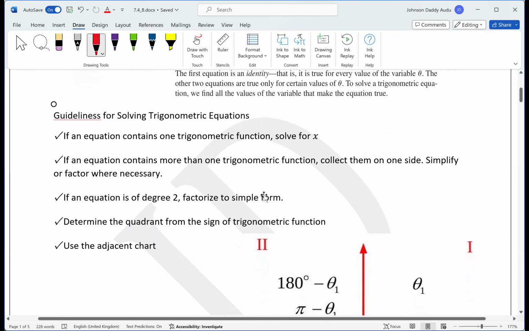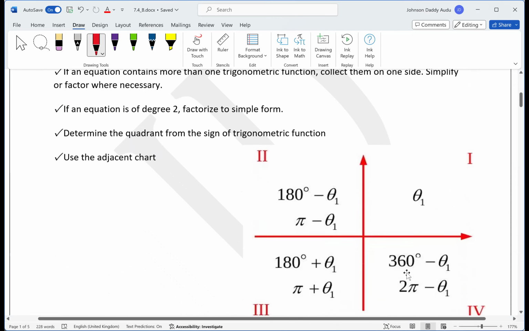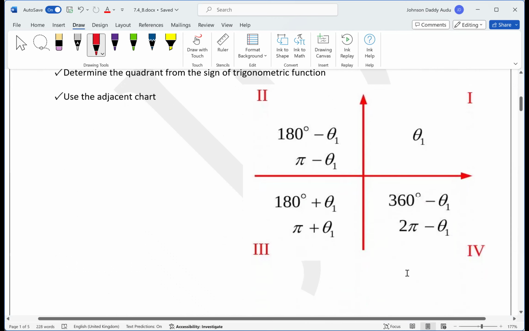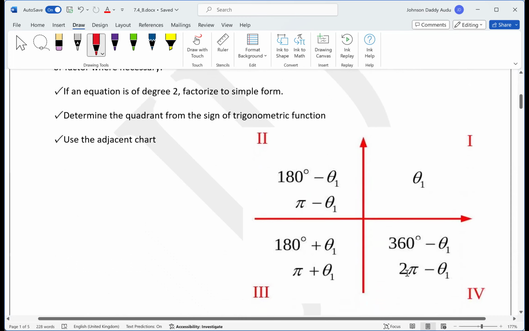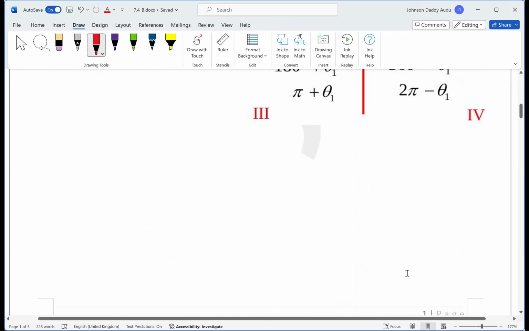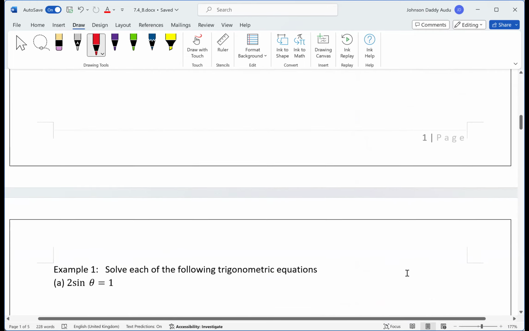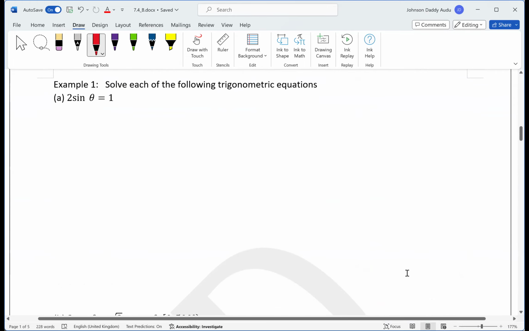You just try to solve for the variable. And also we need to know that we need a chart because we are looking for what? The angle in what? We're looking for our angles in standard position. So that is the theta we're interested in.